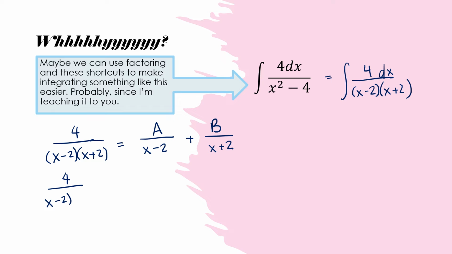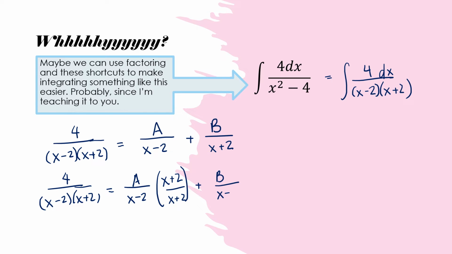4 over (x minus 2)(x plus 2) equals A over x minus 2, and the denominator is missing the x plus 2, plus B over x plus 2. The denominator is missing the x minus 2. And we rewrite without the bottoms, because if all of the denominators are the same, you're allowed to just drop them. So I keep the 4 from the numerator. I'm going to write the x plus 2 onto A, and we're going to write the x minus 2 onto B.